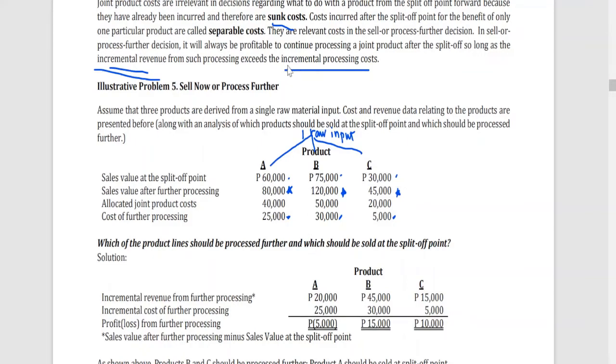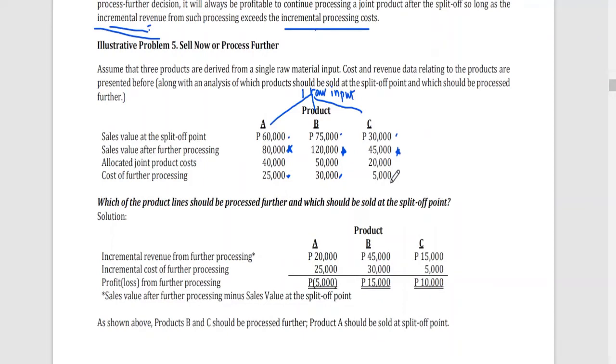Okay. So what are the items that would be relevant in the decision making? So again, you need to compare the incremental revenue versus the incremental processing cost. So if the incremental revenue is greater than the incremental processing cost, then it's better to process it further and sell it after. So now let's analyze for each product. So for product A, you have 20,000 incremental revenue. How do you get the incremental revenue? You get the difference of the sales value after further processing and sales value at split off point.